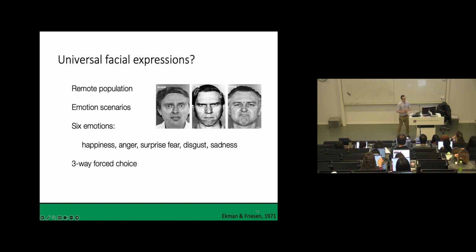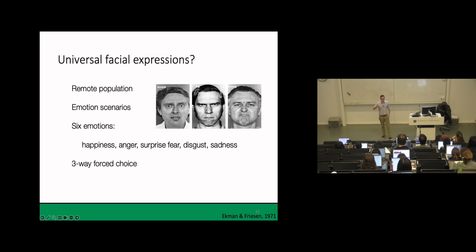And what Paul did is he gave people emotion scenarios. So he would say, you're eating dinner with your family, and a wild pig storms into your home and starts knocking everything over. And then he would show people 3 expressions side by side. And he would say, which of these 3 faces corresponds to the story that you just heard? So this was a 3-way forced choice.